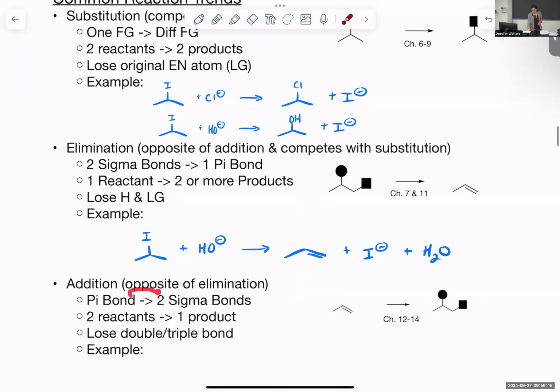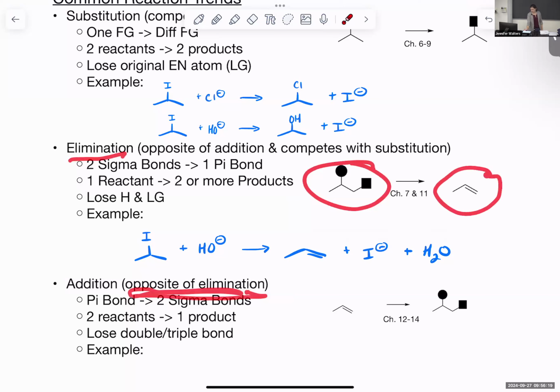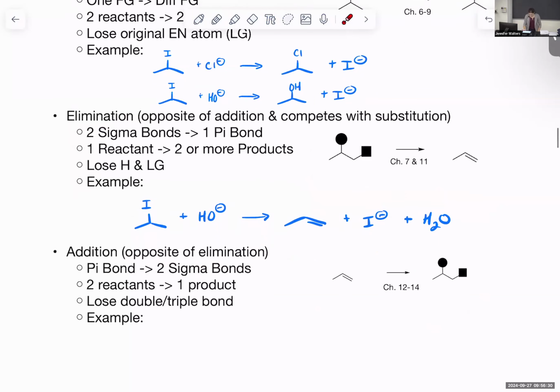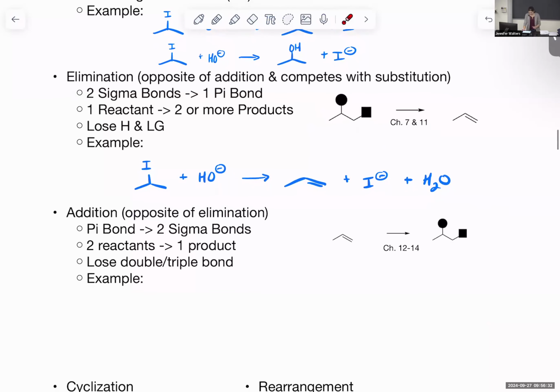Addition is going to be the opposite of elimination. So elimination is where we went from no pi bond to pi bond. Addition is where we go from pi bond to no pi bond. So it's just the opposite, where we're starting with a pi bond and it reacts. That is addition. So we're going to lose a double or triple bond. So that would be something like this.